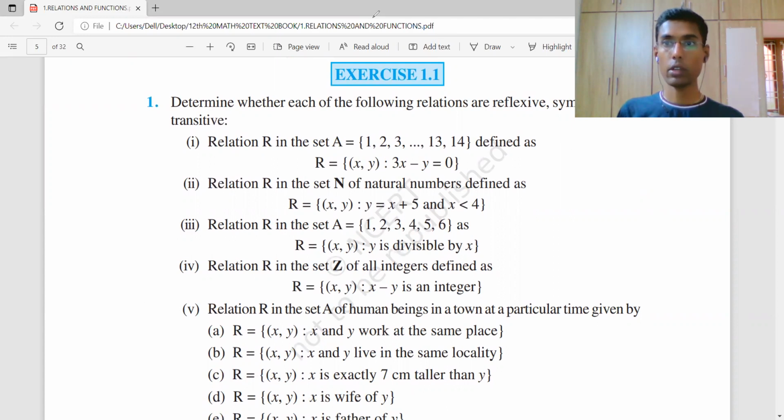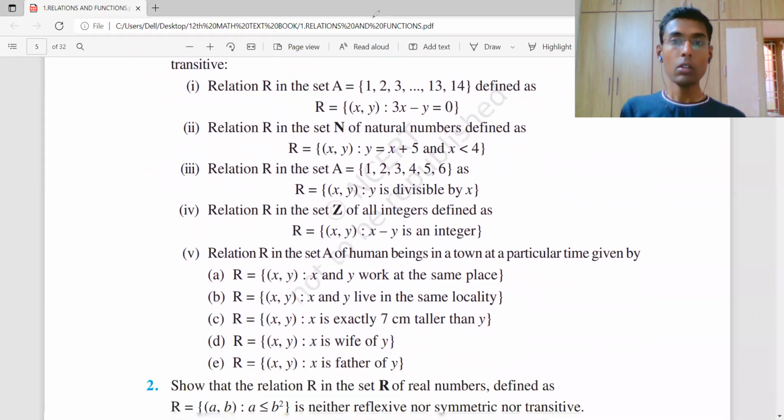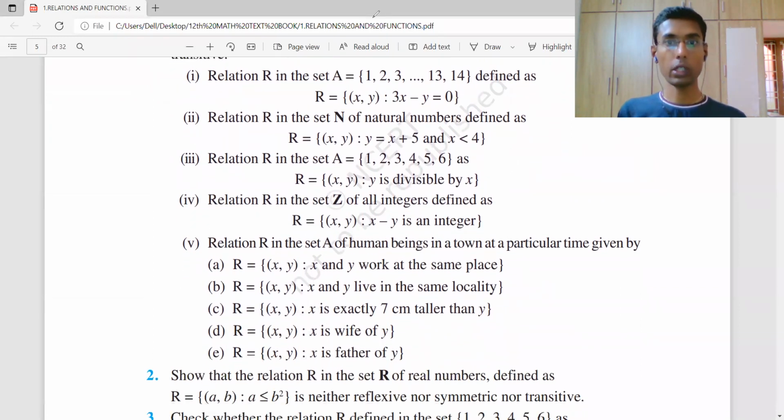So in each and every example, determine whether each of the following relations is reflexive, symmetric, and transitive. We have to check for these three. Okay, we'll discuss that exercise.